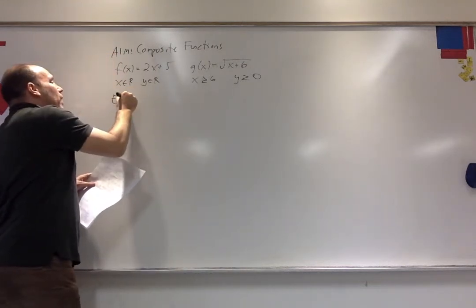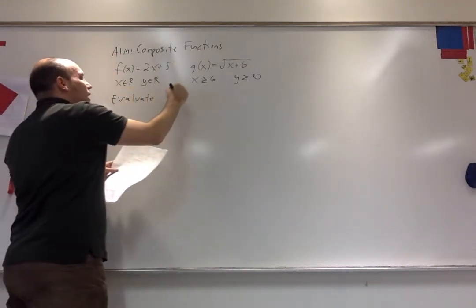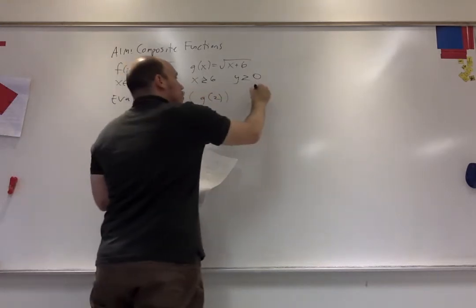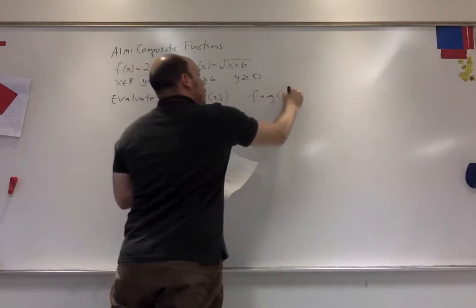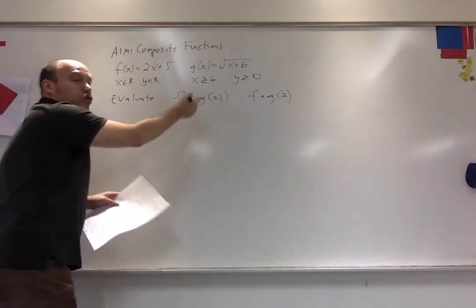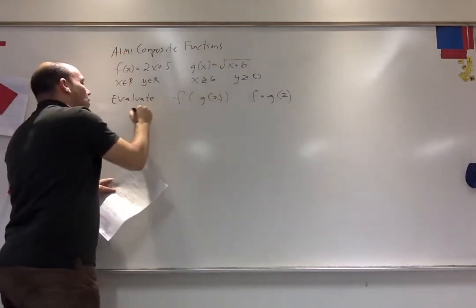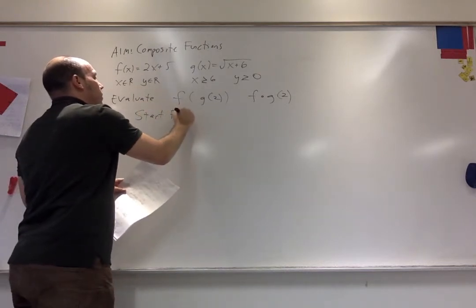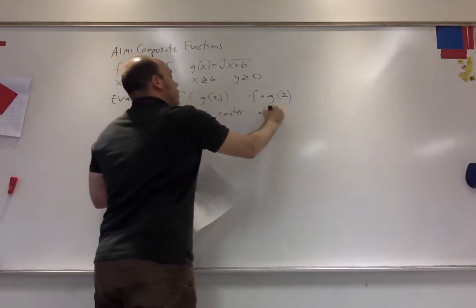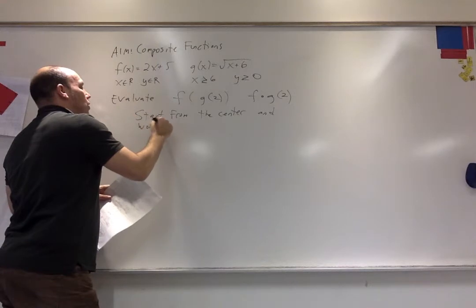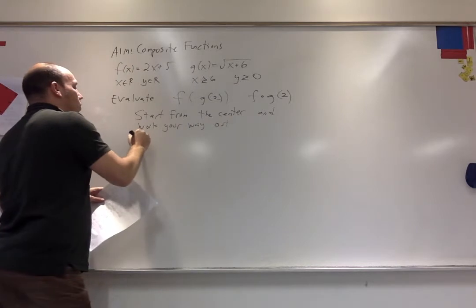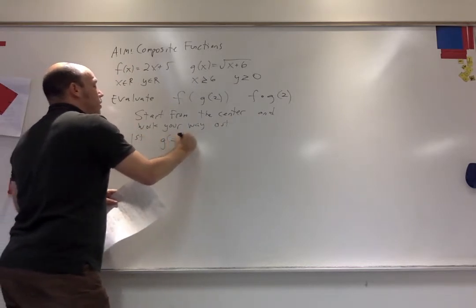They say evaluate, and they give you this funny looking thing. Either it looks like this, f of g of 2, or you might see it with a circle. But the idea is you have to evaluate this. And how are you taught to evaluate this? You're taught to start from the center and work your way out. So the first thing you did was evaluate g of 2, and plug it in there.